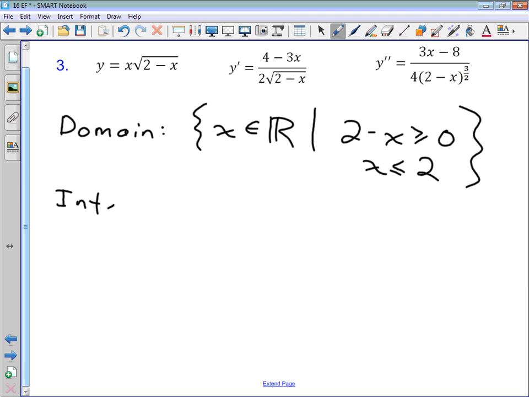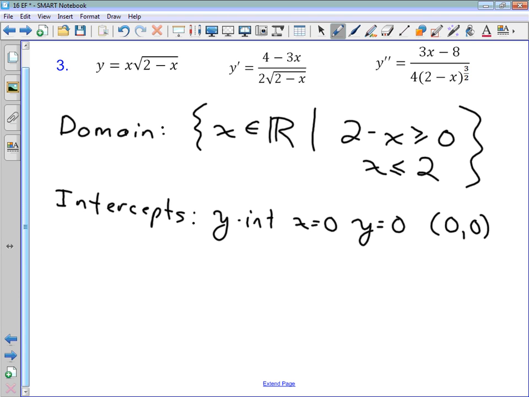Let's talk about intercepts. X-intercept. Oh, sorry, let's do y-intercept first. Set x equal to 0. What do we get when we set x equal to 0? Luca? Yeah, y equals 0. So we've got a nice point, 0, 0.